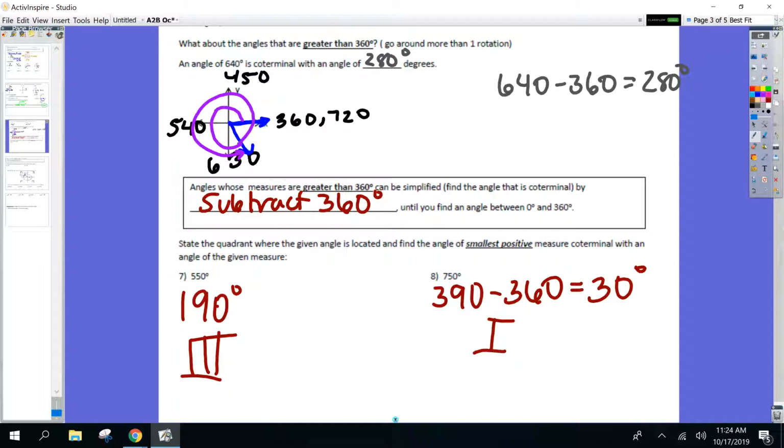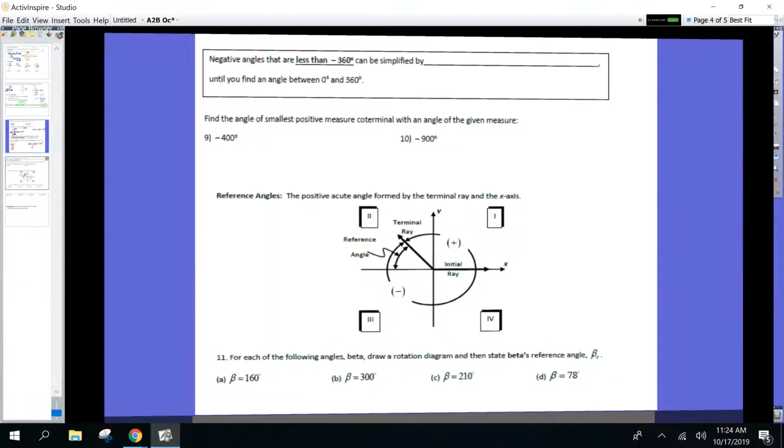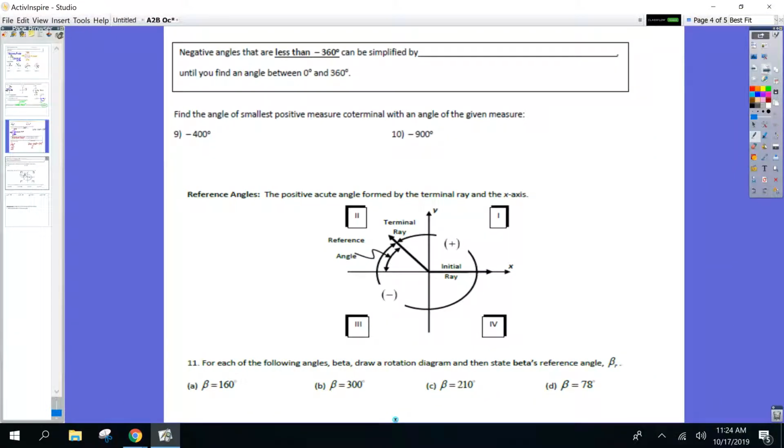Okay, everybody good? Last one we just got to discuss, the only scenario we did not go over, which is negative 400 now.